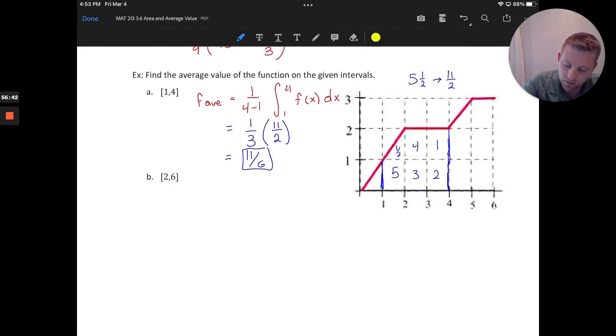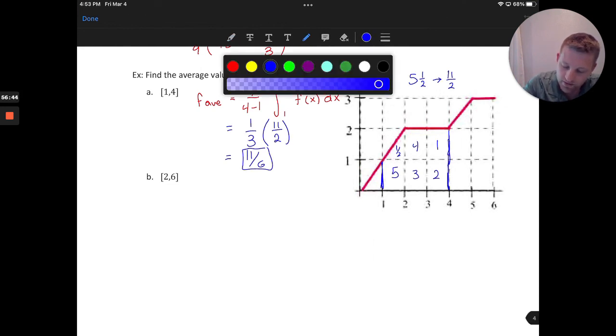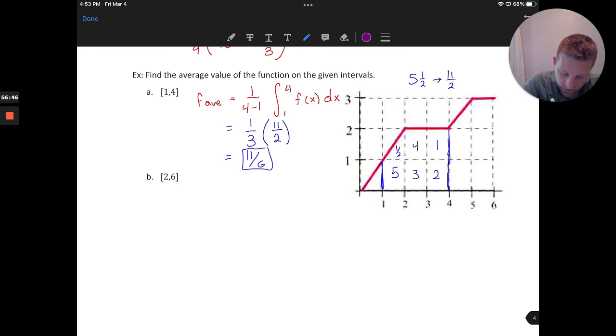So if we were to kind of draw that in, let's just see where that would place us. The average value would be 11 over 6, so somewhere kind of right in here. If we were to kind of level out that area, we'd have 11 over 6 for that one.